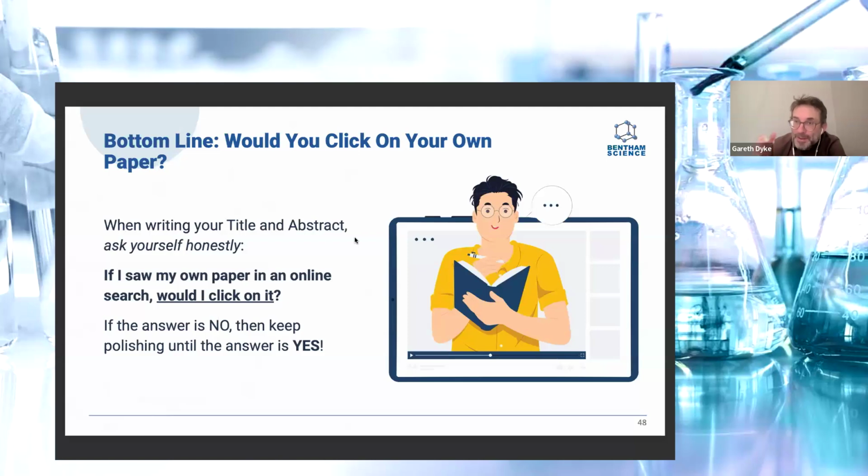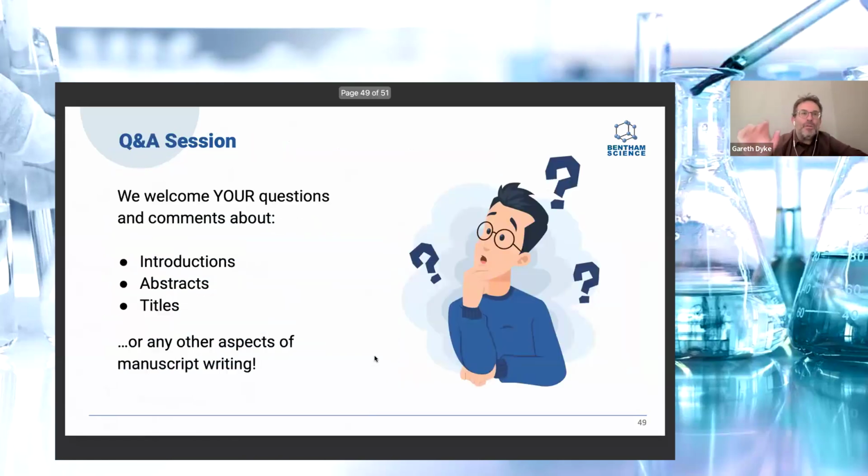When you put your paper together and you're ready to make that submission, here is the final check that you make before hitting that submit button: would you click on this if you saw it yourself in an online search? If the answer is no, then keep polishing, keep talking, keep sharing it with colleagues, friends, and other people that you work with in your own research group and around the world until the answer is yes. Would you click and download this particular piece of research?